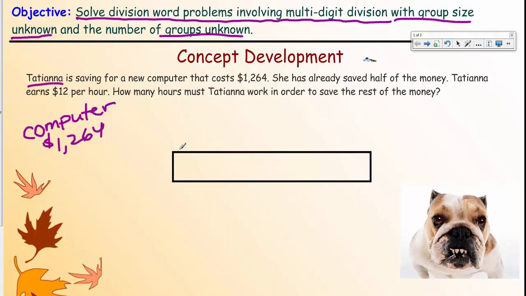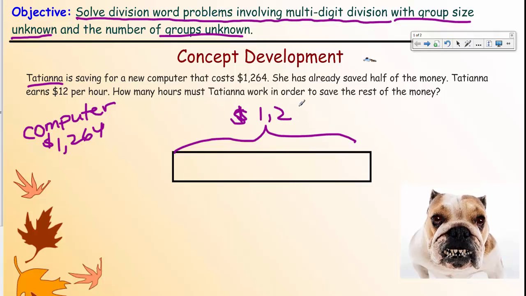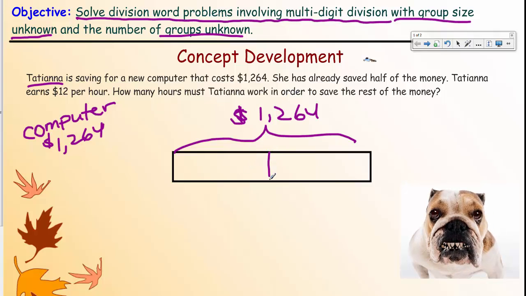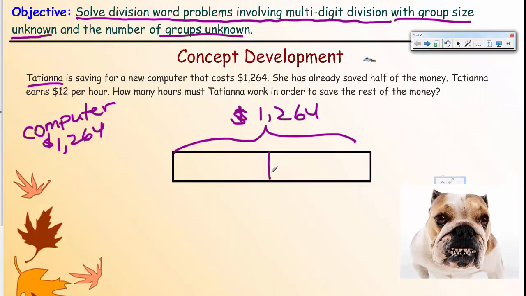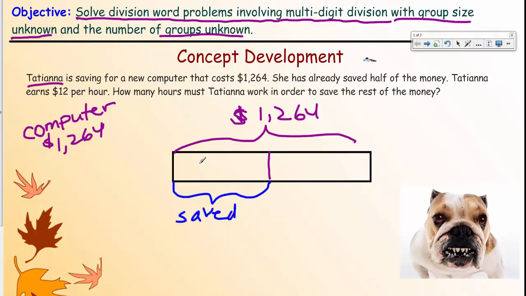So already, by drawing this picture, I can say the tape diagram here is $1,264. And it says that she's already saved half. So I could grab another color here, and right there is my half. She saved half the money. So this is the money saved. When you think about it, we don't know what that money is yet, so we'll find that out. What's the half of the money that she saved?